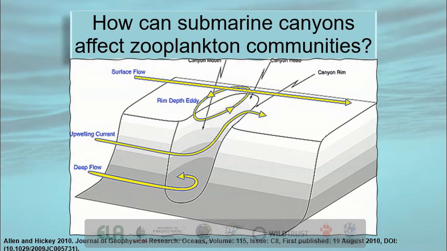Also, the cyclonic flows and downwelling can act as a trap of zooplankton and make it available for animals at the surface.